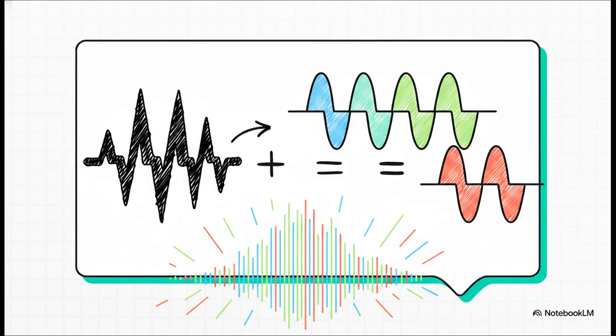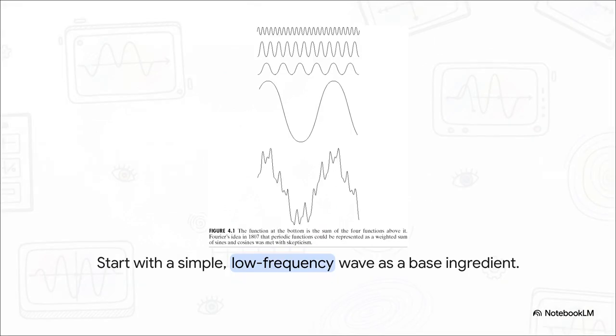So the key takeaway is this. Fourier figured out that any complex, repeating signal, it doesn't matter how jagged or wild it looks, can be built by simply adding together a bunch of simple, smooth waves. You know what? Let's just build one from scratch to see how it works.